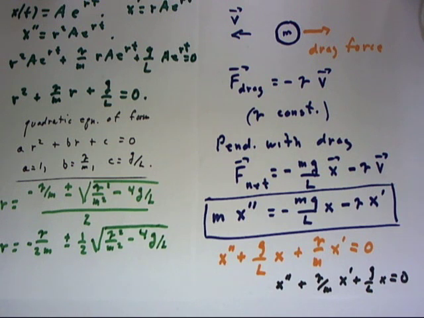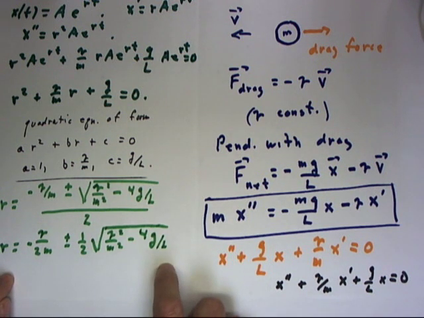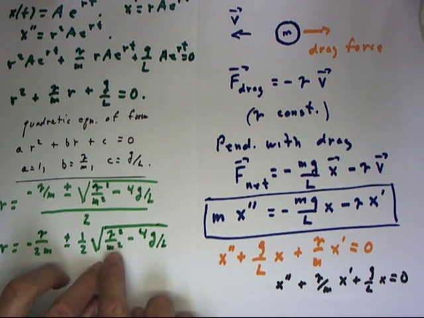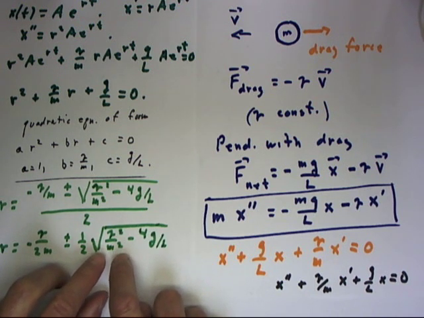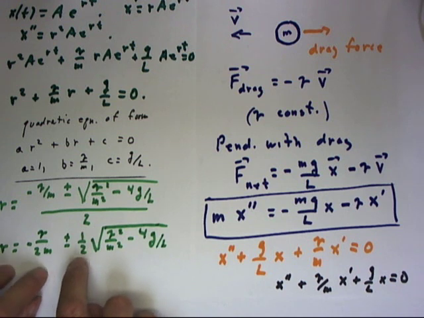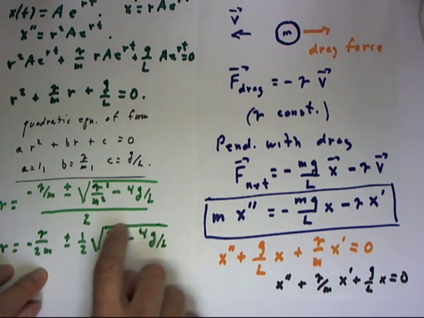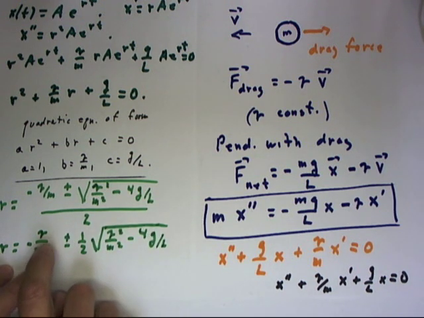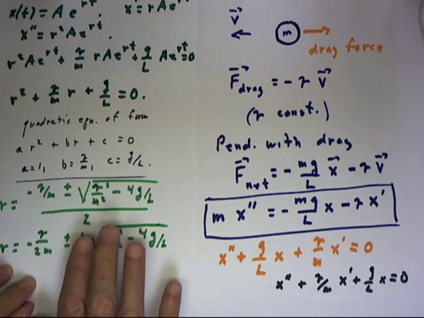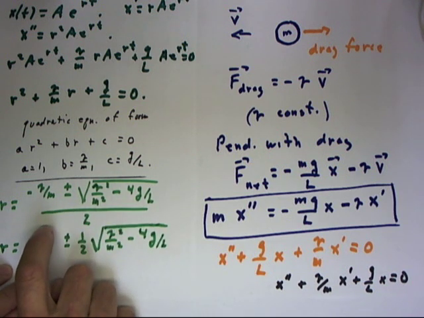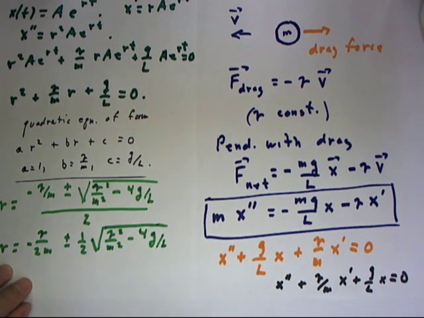And we'll spell this out, but I'm simply going to comment that the nature of this solution depends on whether this quantity under the radical is positive, negative, or 0. If it's positive, then we're going to have a positive number here that we're going to either add or subtract from gamma over 2m, giving us 2 real solutions. If it happens to be 0, then this term is 0. We get only one solution, negative gamma over 2m.